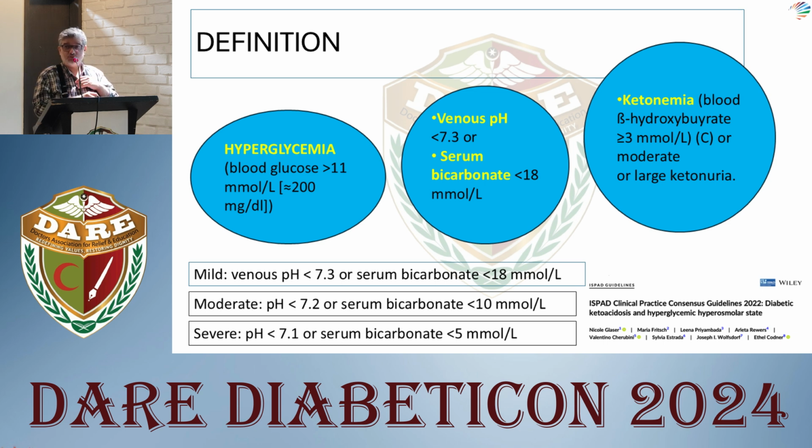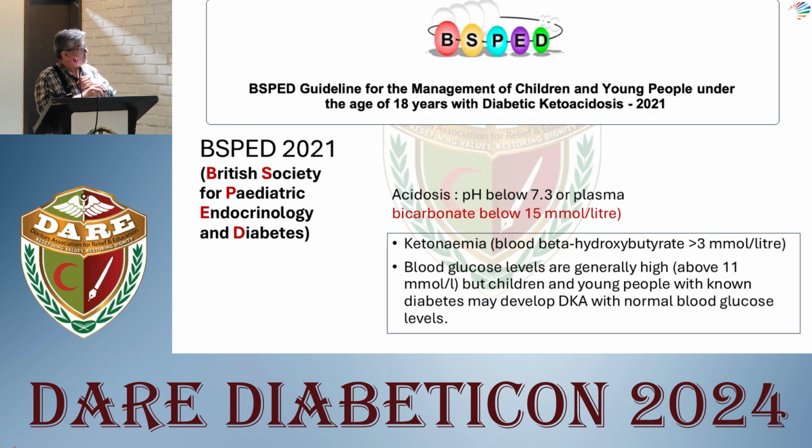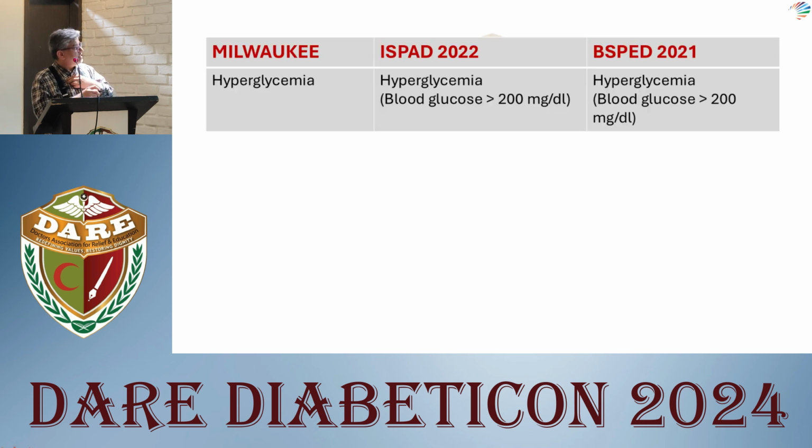And there is another famous guideline, the British Society for Pediatric Endocrinology and Diabetes, and they have also defined it based upon pH, bicarbonate and beta hydroxybutyric acid of more than 3 millimoles per liter. If we compare them side by side, there is another one, Milwaukee, which you don't use much, but we can see for hyperglycemia there is no problem. They all agree with each other: sugars of more than 200, everybody agrees that is diabetic ketoacidosis.